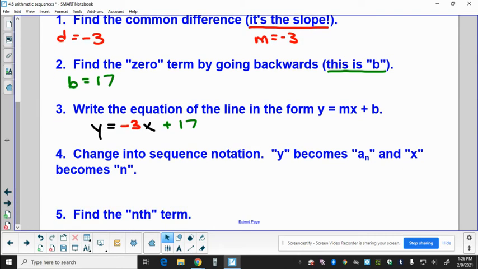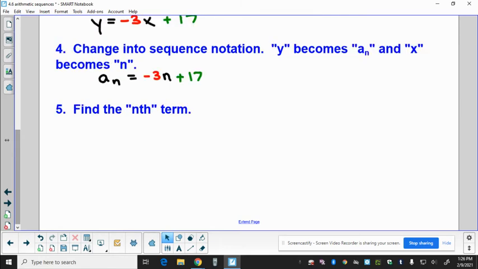Let's check out number 4. Change into sequence notation. Y becomes A sub N. So this will be A sub N equals, here's your common difference or your slope. And then it says here, X becomes N. And then you have your y-intercept. That right there, everybody, is the equation of that sequence. It's the same thing as writing the equation of a line, because an arithmetic sequence is a line. How about number 5? Find the nth term.